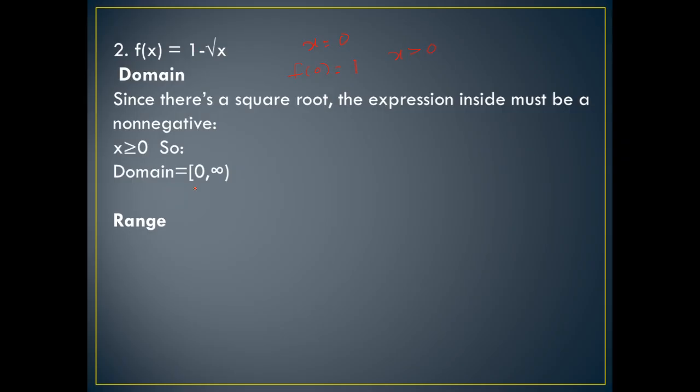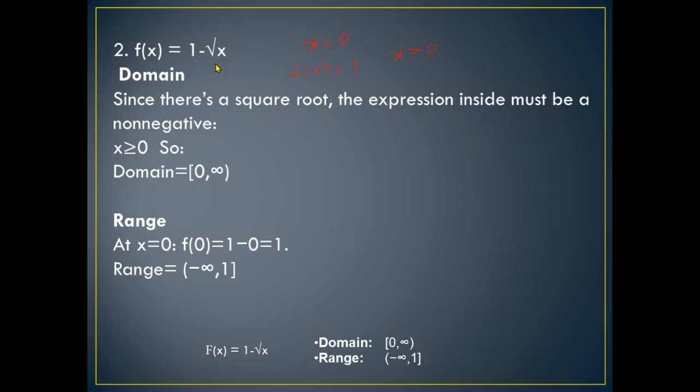So the range is minus infinity to 1. The maximum value is 1, and including 1, so we put a square bracket for the 1. That excludes the minus infinity value. So the range is minus infinity to 1, and the domain is 0 to infinity for the function 1 minus root x.